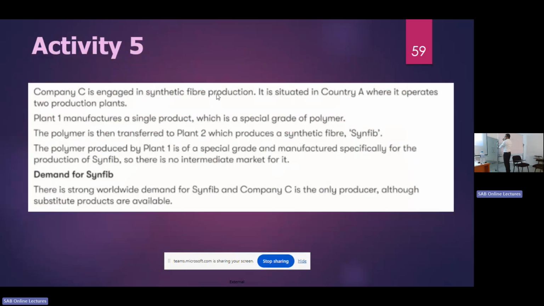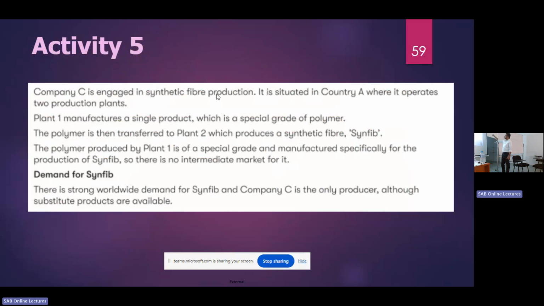Right? P1 manufacture, company C in country A, 2 plants, single product. Special grade polymer is made in plant 1. I'll put it as Polymer P, the output product. From that, plant 2 makes synfib, let's call it SF, synthetic fiber. The polymer made in plant 1 has no intermediate market. Special grade, produce synfib.